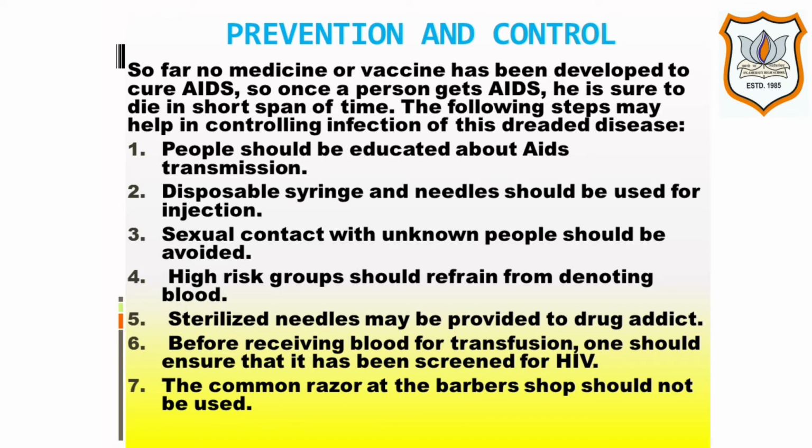Second one is disposable syringes and needles should be used for injection. Third one is sexual contact with unknown people should be avoided. Fourth preventive measure is high risk groups should refrain from donating blood. Fifth one is sterilized needles may be provided to drug addicts.